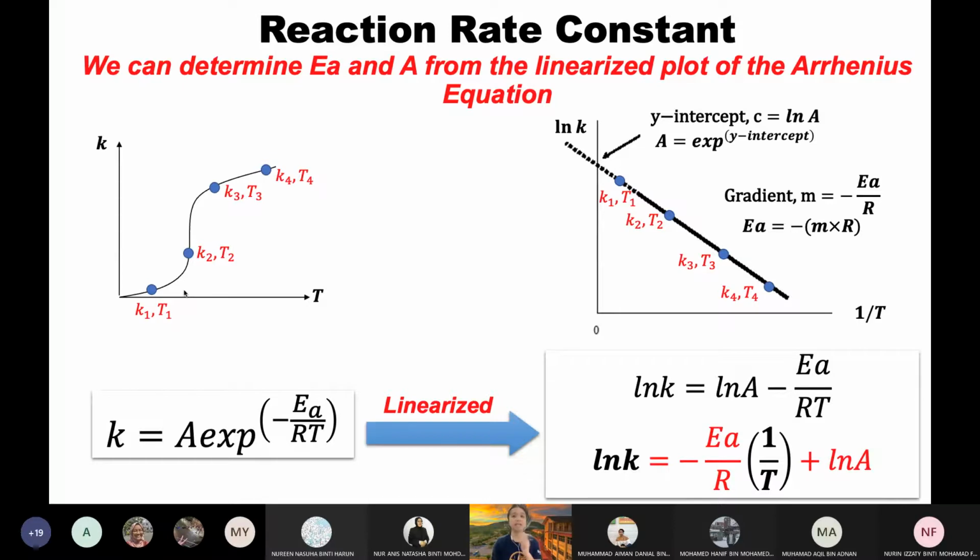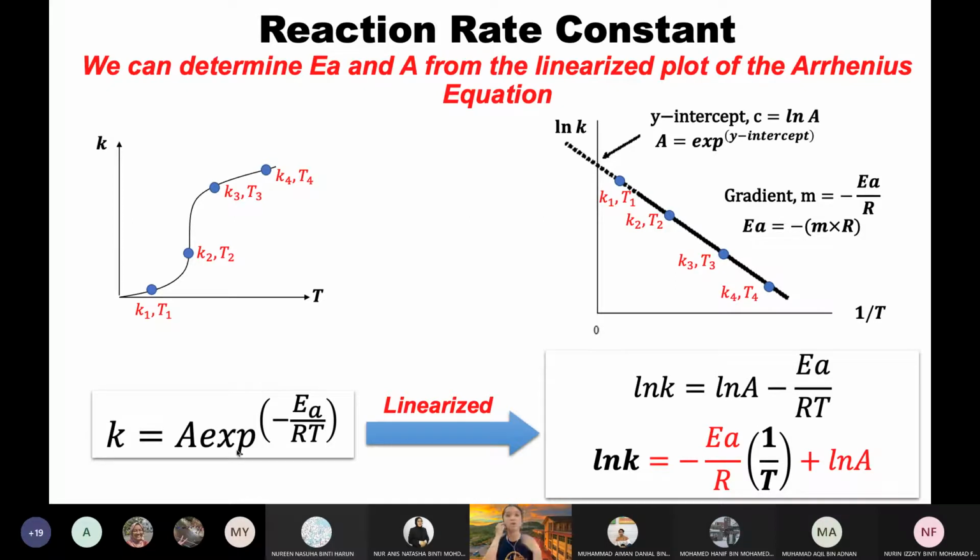So how do we determine EA dan A adalah dengan kita at first we have to linearize the Arrhenius equation. So kalau kamu ingat, kalau kita nak plot graph linear, kita kena ada persamaan dalam bentuk y equals to mx plus c. So I hope you still remember kalau kita nak plot graph, persamaan kita kena dalam bentuk y equals to mx plus c. Y is for the y axis, x is for the x axis.